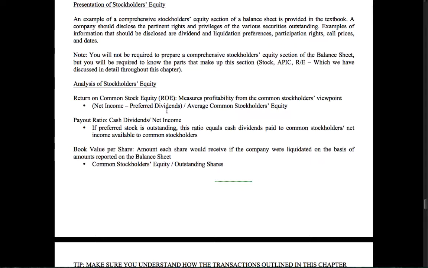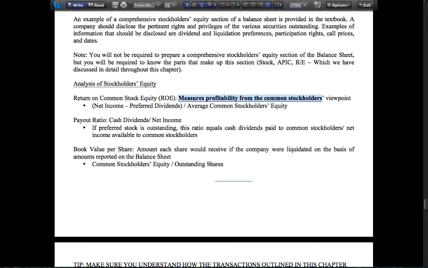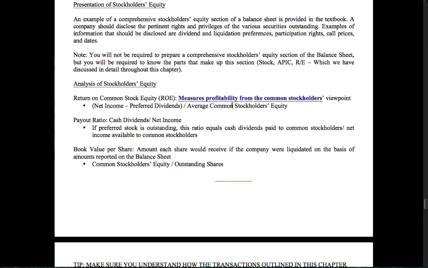The main thing I want you to take away here is not necessarily how you calculate each of these items, but the significance of specifically the return on equity, the first one, and the book value per share, and why they are significant to common stockholders. First, it is important to common stockholders to know what the return on their equity is. What it does is it measures the profitability from the common stockholders' viewpoint. So it tells them how much of their equity is profitable business for the company.